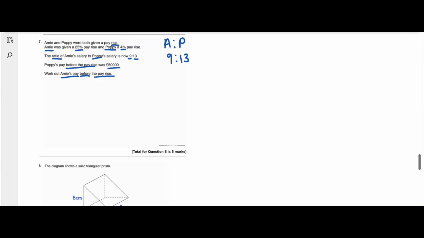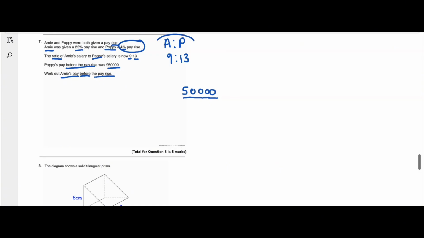So we now know that Poppy's pay before the pay rise was 50,000, and now she's got £13. Well, it's not going to be £13, is it, if she had £50,000 before? So what I would do is I would use this bit of information here. She's got 50,000 before the pay rise. We know she had a 4% pay rise, so we can work out how much she's got now.